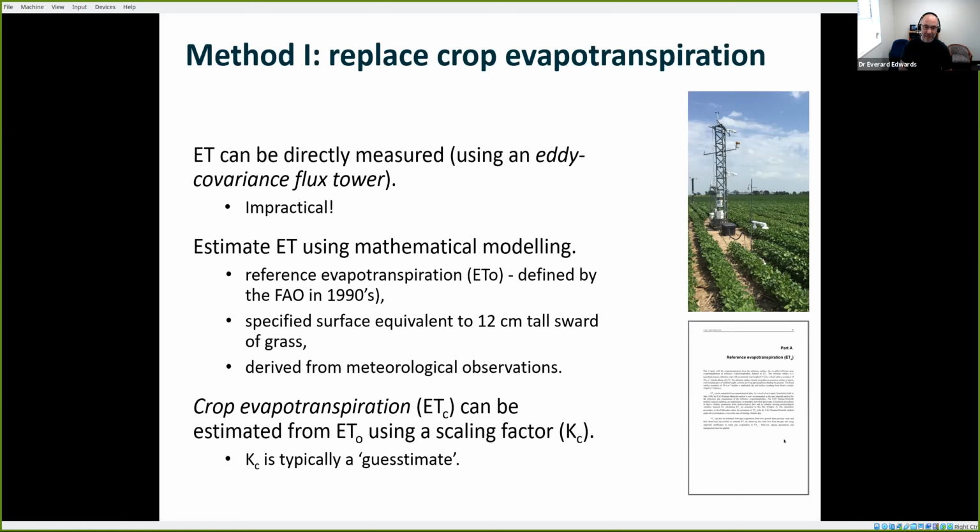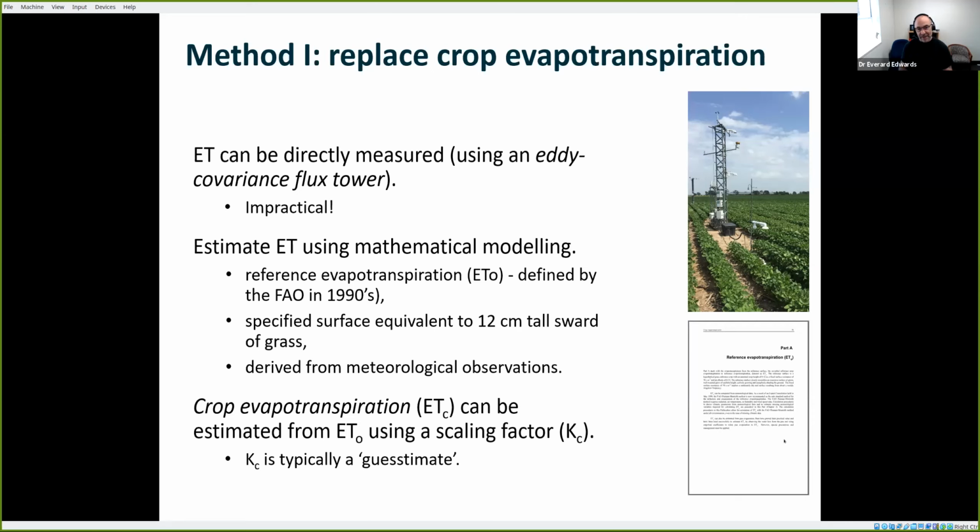We can also estimate the evapotranspiration of the crop using mathematical modelling based typically on meteorological observations. So, you know, there's commercial vendors who will assist you in doing this and use some of their own modeling. But typically these models are based on reference evapotranspiration equations that were established and standardized in the 1990s.